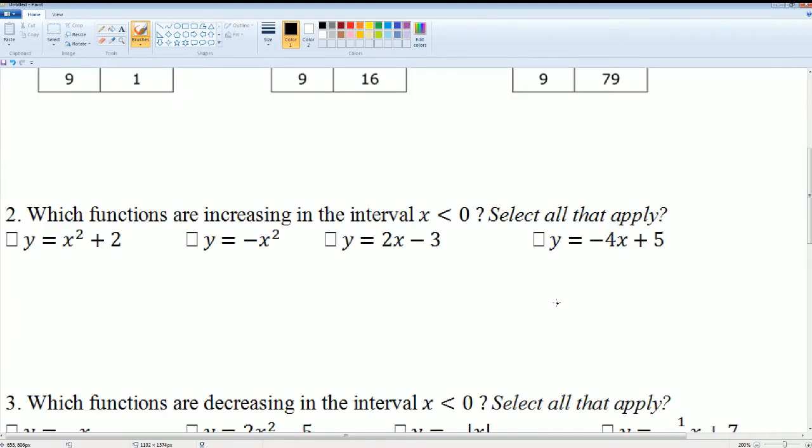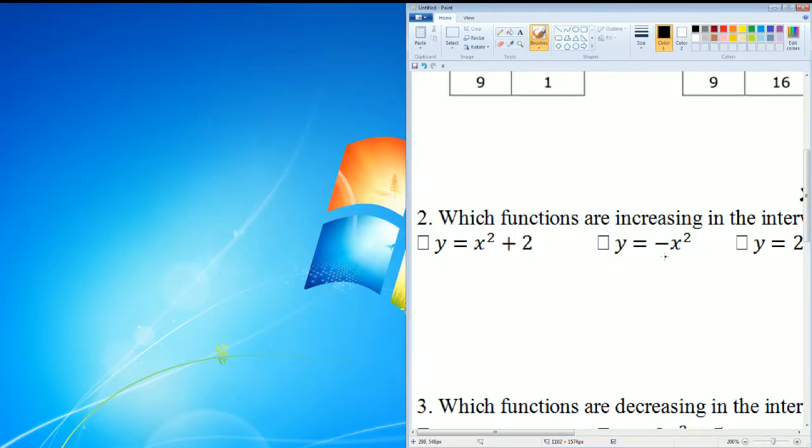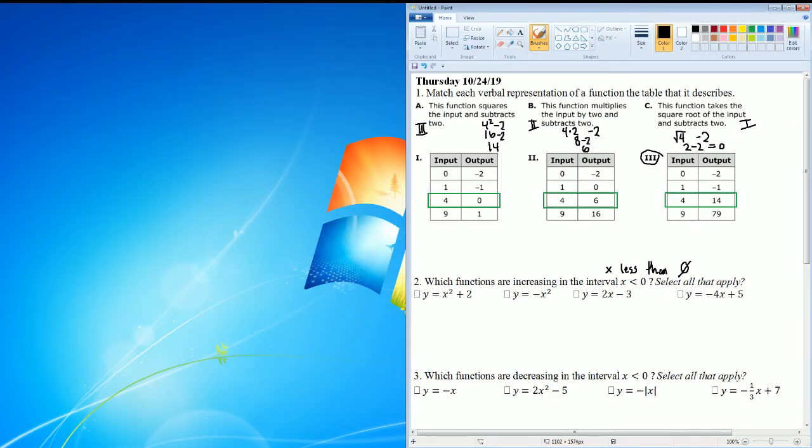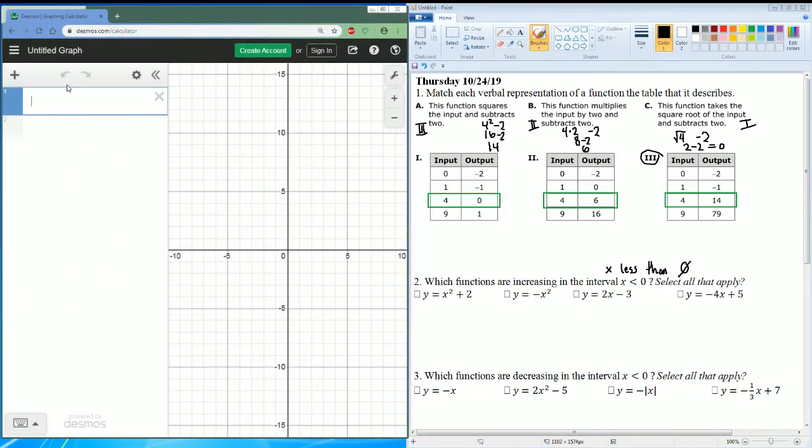Okay, all right. Right here, which functions are increasing on the interval where x is less than 0? I want you to understand this symbol is less than. So which functions are increasing on the interval x less than 0? There are multiple ways of doing this. I'm just going to grab this right here and put it on the side. Here I have decimals. I'm going to enter this. So x is less than 0.